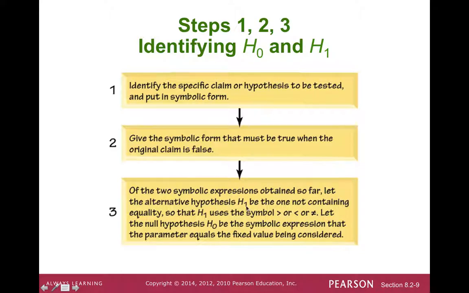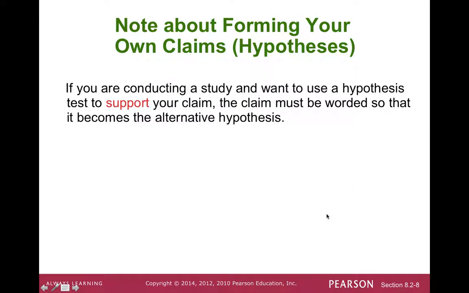And then of the two symbolic expressions, we're going to let our alternative hypothesis be the one not containing equality. So basically our alternative is going to either have a greater than symbol, a less than symbol, or a not equals to symbol, where our null hypothesis will be equal to some fixed value that we're considering.